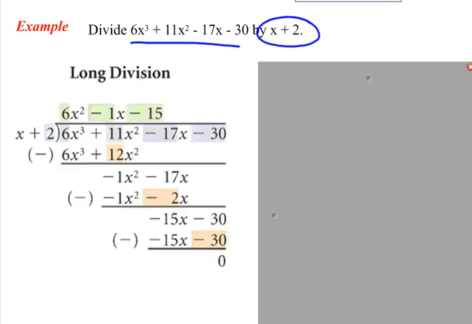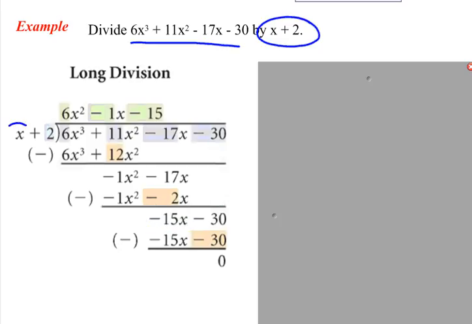Then we ask how many times does x go into negative 1x squared? Well, it goes in negative 1x times. So negative 1x times x is negative 1x squared. Negative 1x times 2 is negative 2x squared. Then we subtract, and we get negative 15x to bring down the minus 30.